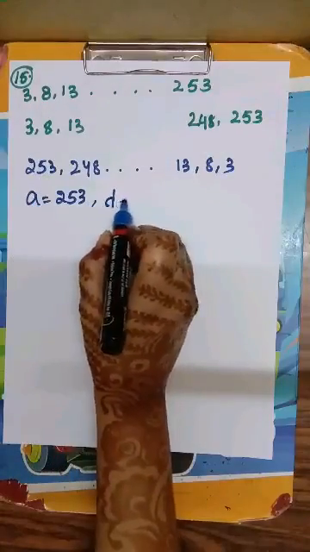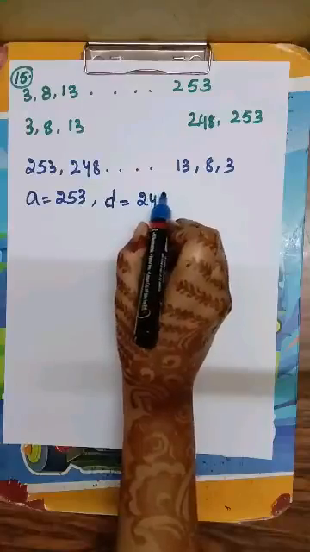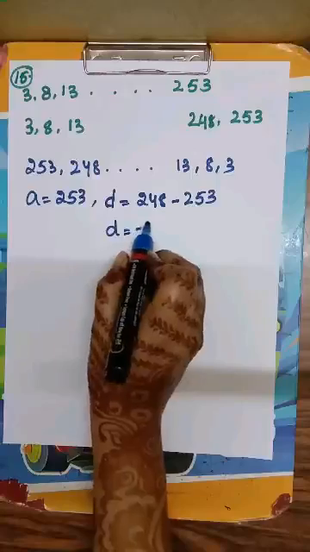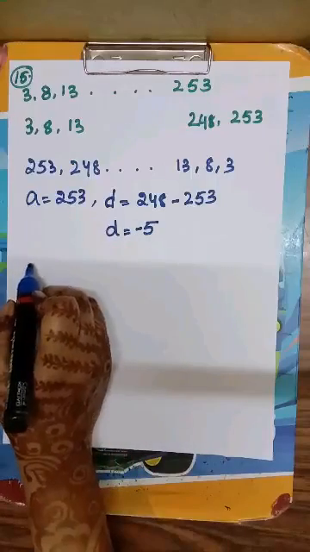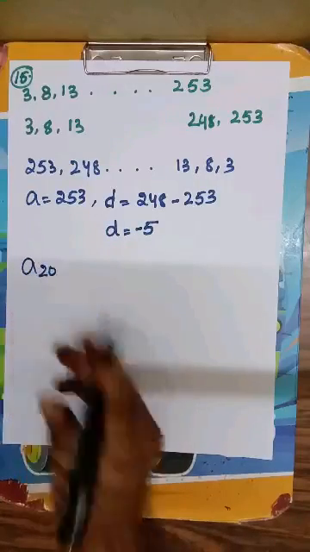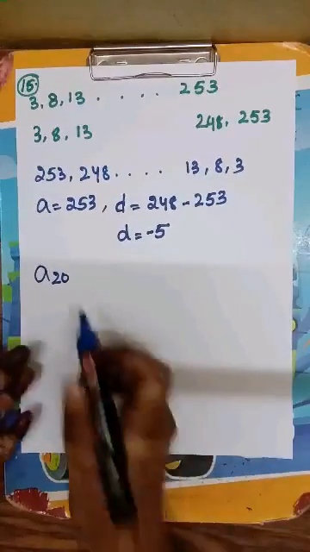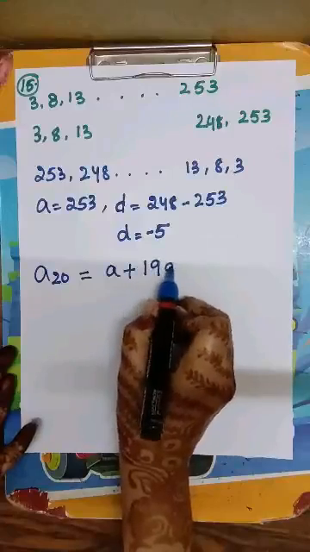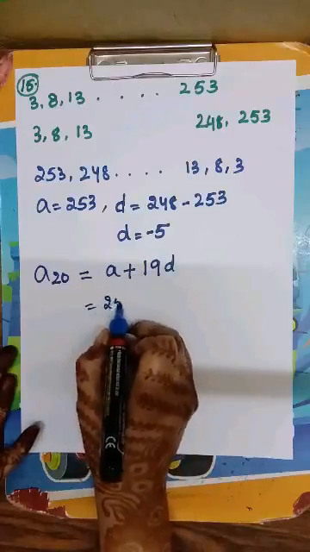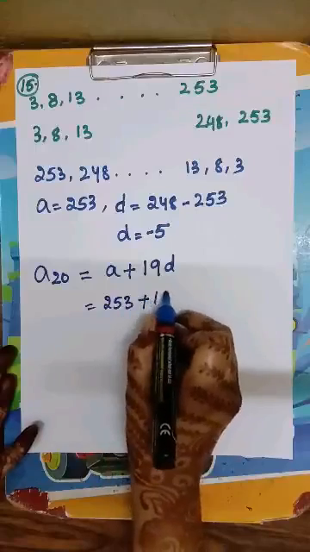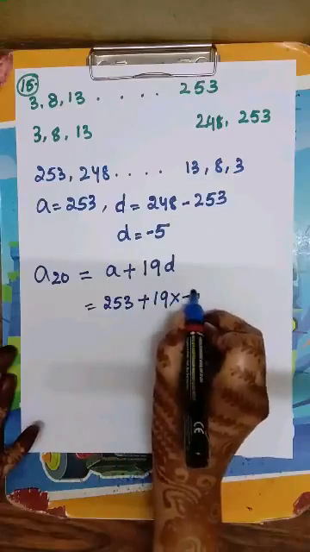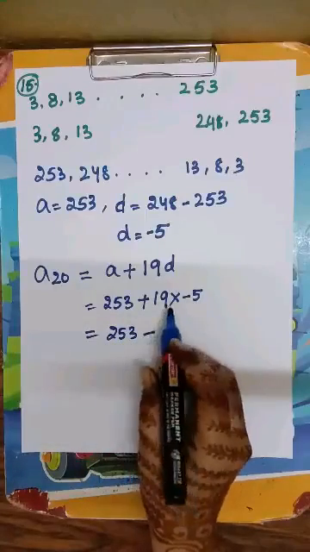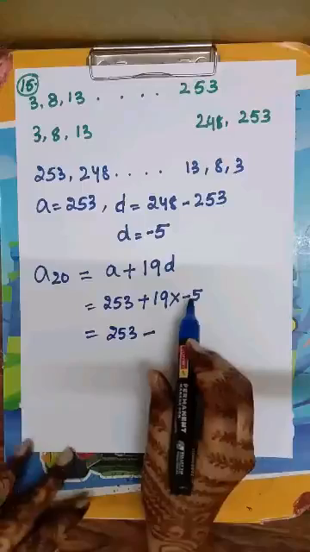D is the common difference. Subtract: 248 minus 253. We get the answer as minus 5. We have to find the 20th term, A20. A20 is equal to A plus 19D. What is our A? 253 plus 19 into minus 5.